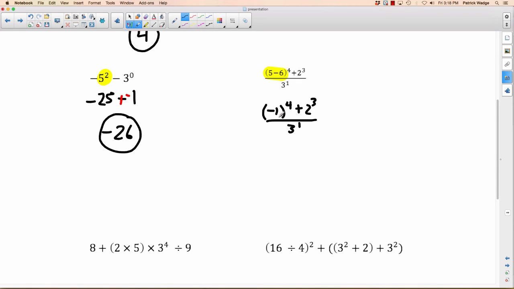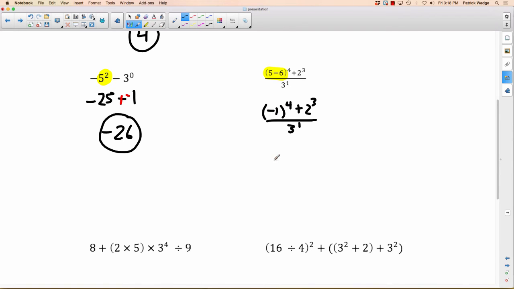We'll do all the exponents now. So first step here. Negative 1 to the 4th power. That means negative, this is all in brackets, right? That negative 1. So it's negative 1 times negative 1 times negative 1 times negative 1. There's 4 of them. Is it going to be positive or negative? It's going to be positive.